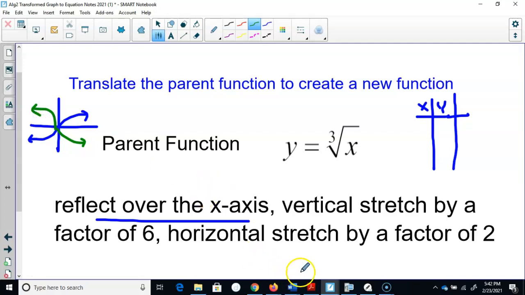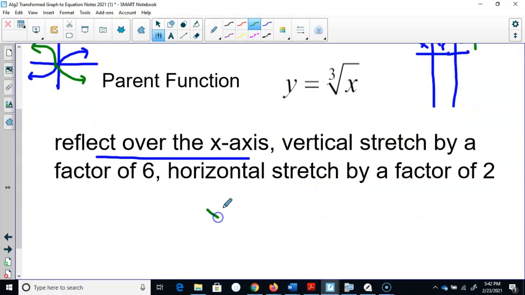Well, how do I do that, ladies and gentlemen? It's happening to y, so I'm going to multiply by a -1, okay? That's going to give me a negative on the outside of my grouping symbol. So I have y is equal to negative times the cubed root of x.